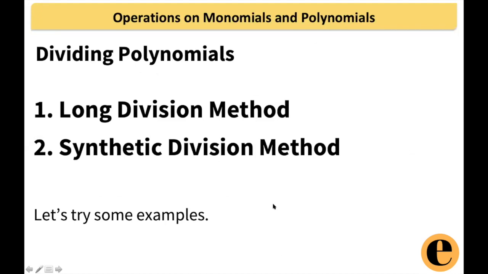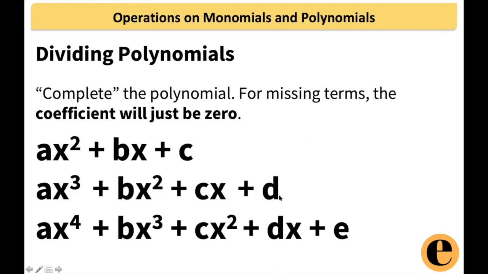Okay? Pero bago tayo mag-examples, when we are dividing polynomials, sa solution natin, dapat quote-unquote, kino-complete natin yung polynomial. So, kapag meron kang missing terms, yung coefficient nun will just be 0. Para yung value ng buong term is essentially equal lang, wala din siya, or 0.